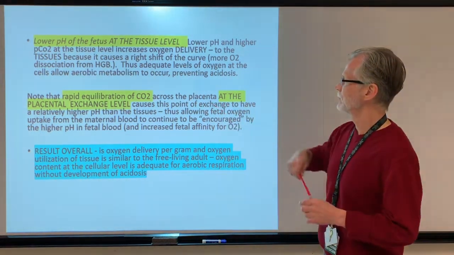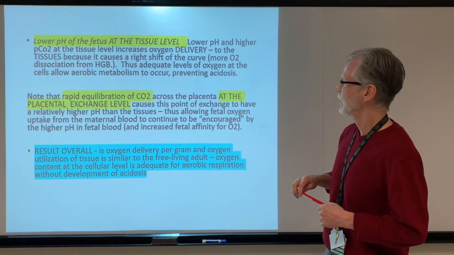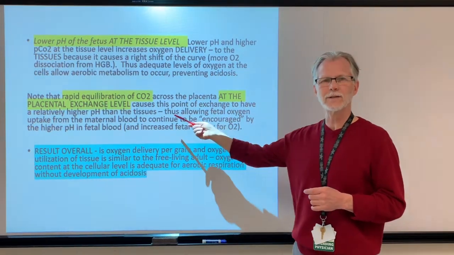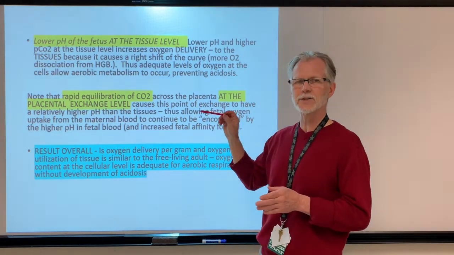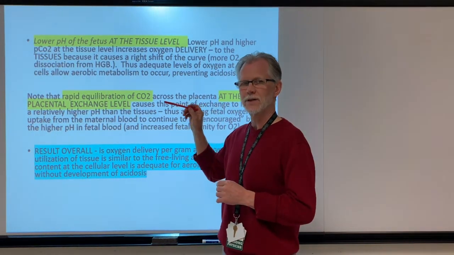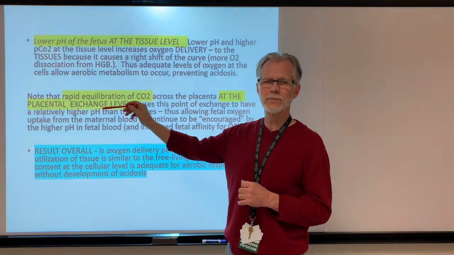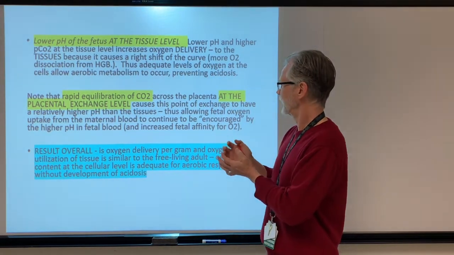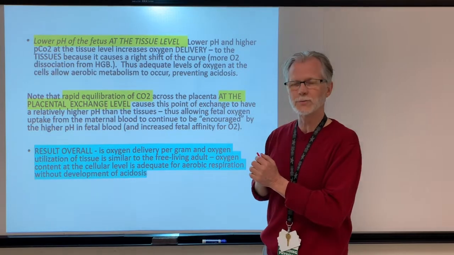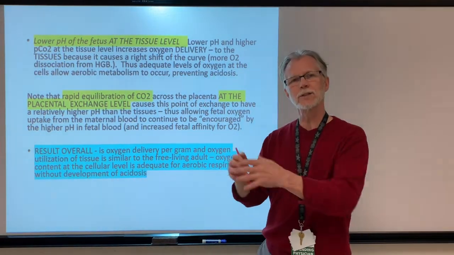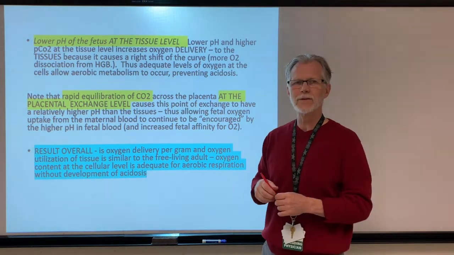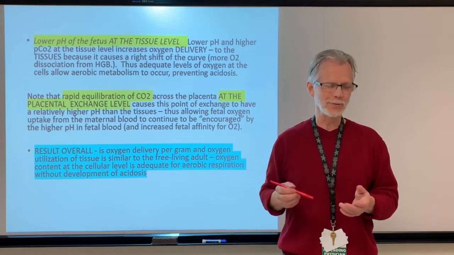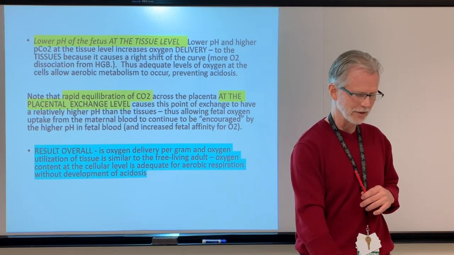Now remember, there's a rapid equilibrium of CO2 across the placenta. And at this point, the idea is to have a higher pH than that is present in the tissues. And remember, on that oxygenation curve, there's a shift to the left as the pH goes up. That, again, allows the fetus to grab more oxygen when it has the opportunity, and based on the lower tissue pH levels, deliver that oxygen when it needs to deliver it to the tissues that are peripherally. And the result overall is to keep that fetus a regular aerobic organism just like us, without evidence of acidosis.